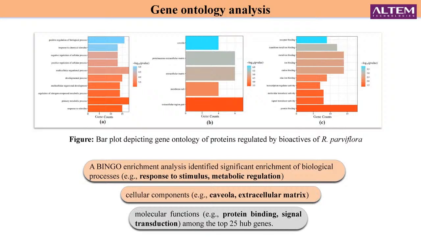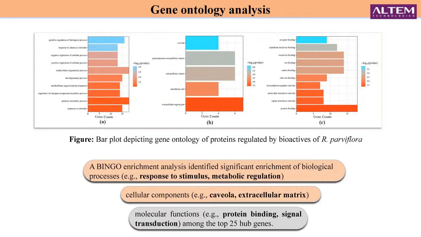Then we performed the gene ontology analysis using the BiNGO enrichment analysis and conducted it on the top 25 hub genes, which yielded almost around 86 biological processes, 5 cellular components, and 81 molecular functions.